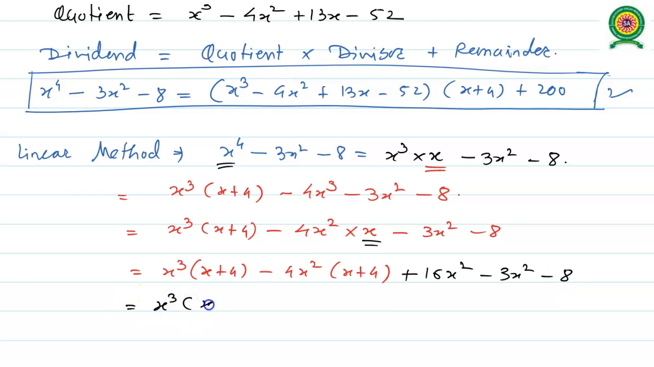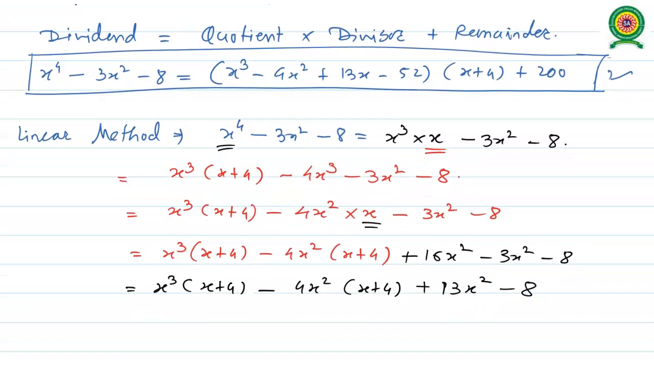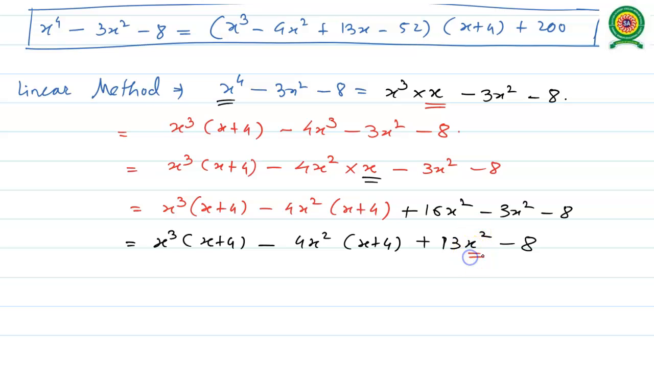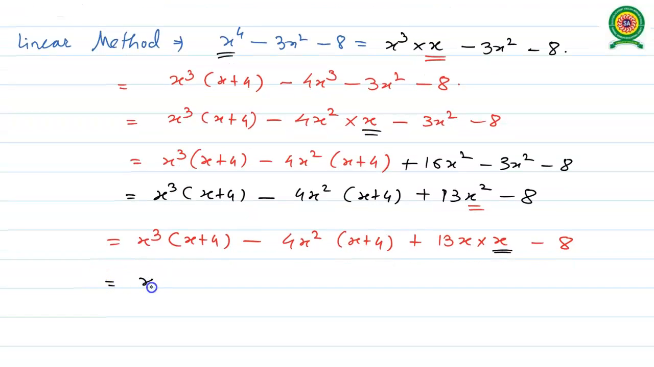Now I am writing x cube into x plus 4 as it is, minus 4x square into x plus 4 as it is. Now 16 minus 3, we have 13, so now we have 13x square minus 8. Again we can split this x square as x into x, so that we get x cube into x plus 4, minus 4x square into x plus 4, plus 13 into x into x, minus 8. Again we have to replace this x by x plus 4, so that we get x cube into x plus 4, minus 4x square into x plus 4, plus 13x into x plus 4.